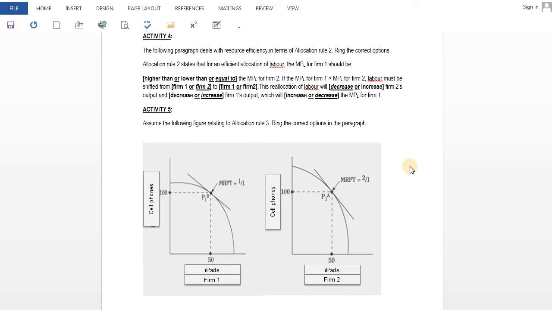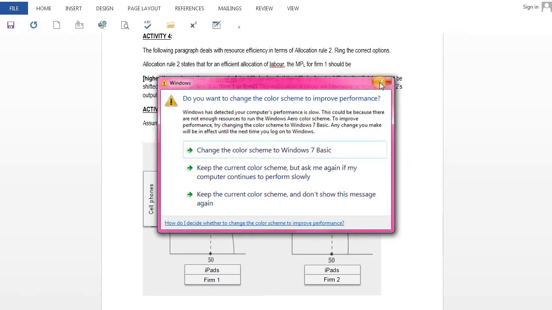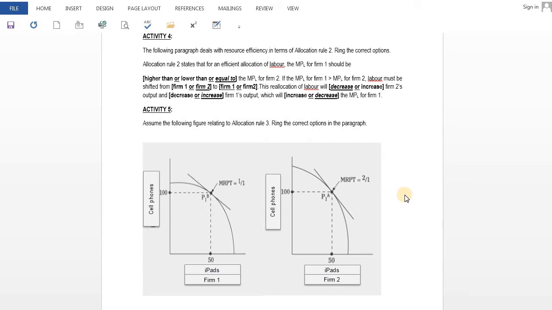Then we move over to the third one, allocative rule 3. Allocative rule 3 speaks about the marginal rate of product transformation. It is important to know which allocative rule speaks about which tool. With allocative rule 3, it says firms should operate so as to ensure efficient allocation of resources. It just means that firms have to operate at the point where the marginal rate of product transformation between these 2 firms is equal, right?